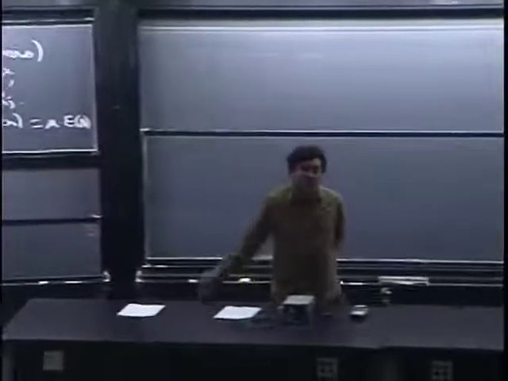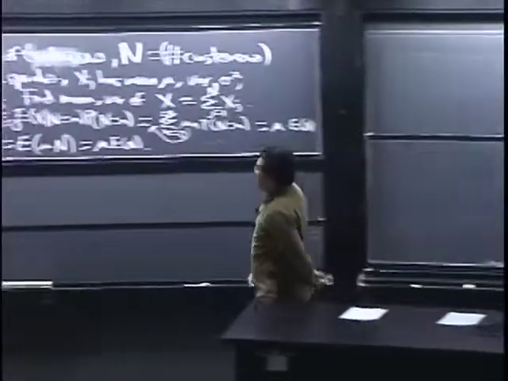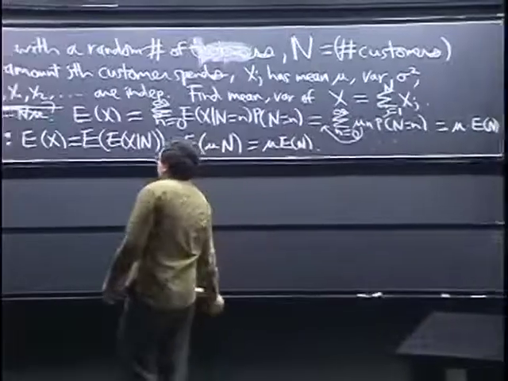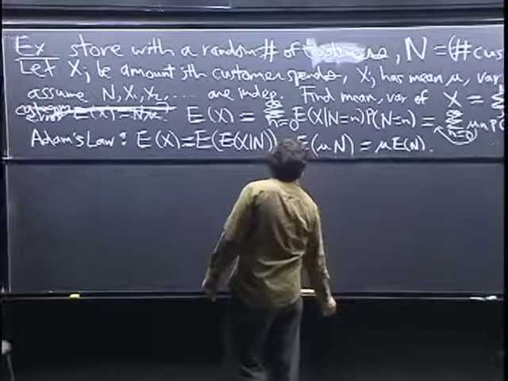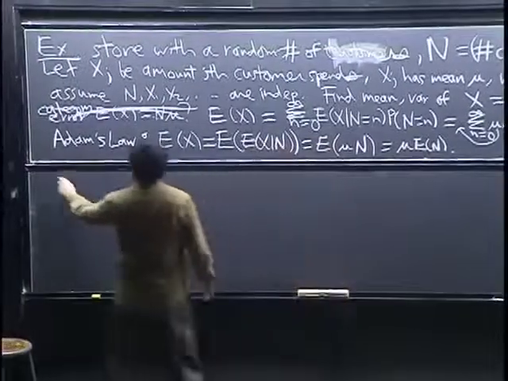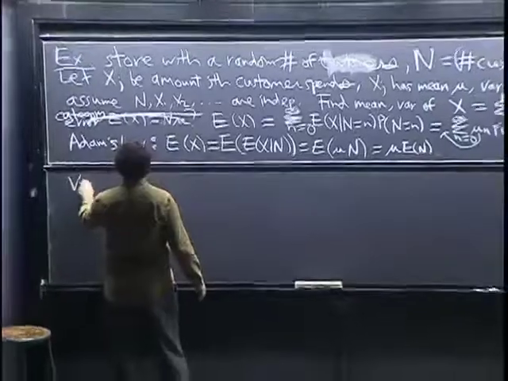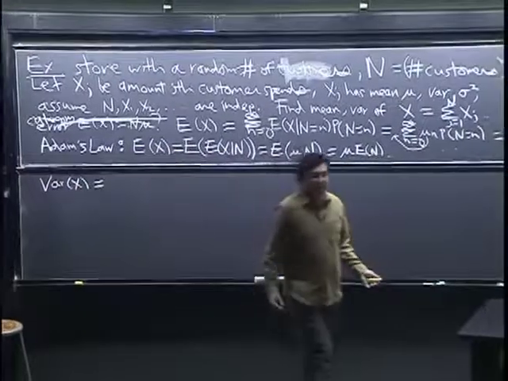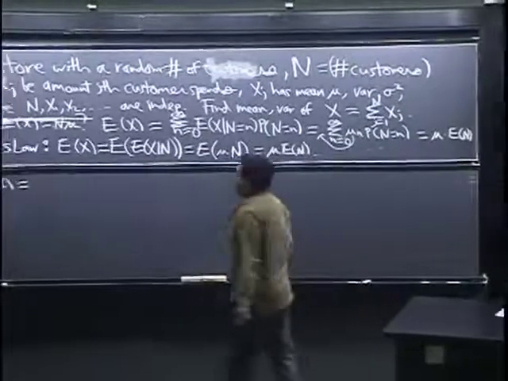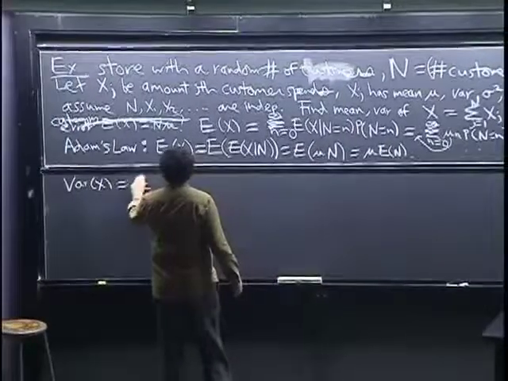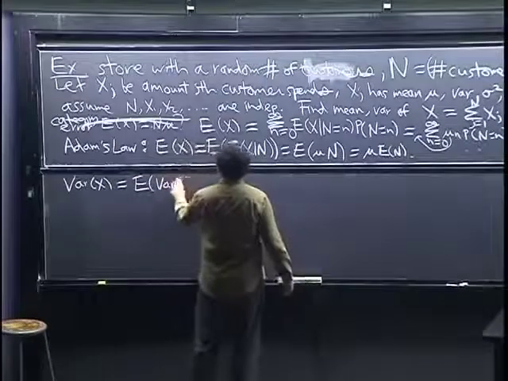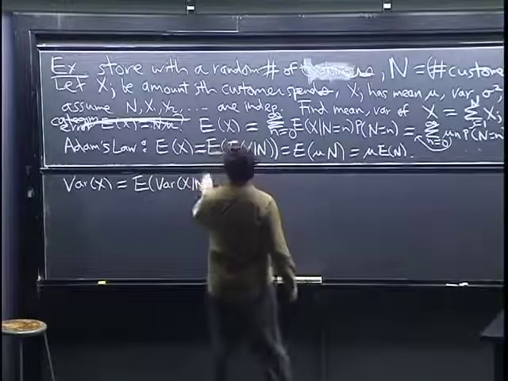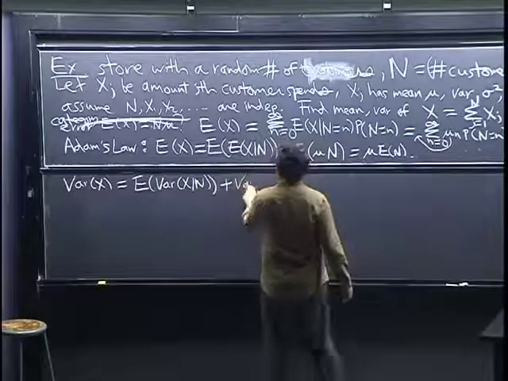Okay, so that's the mean. Let's get the variance. For the variance, we're going to use Eve's law. So variance of X equals, same idea, right? Condition on N. So it's the expected value of the variance of X given N plus the variance of E of X given N.